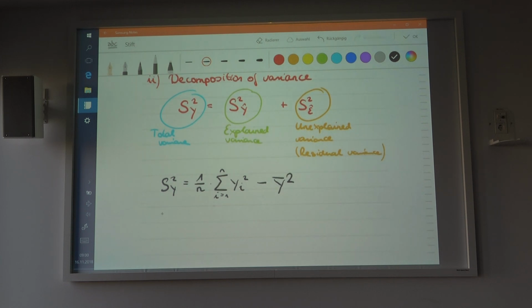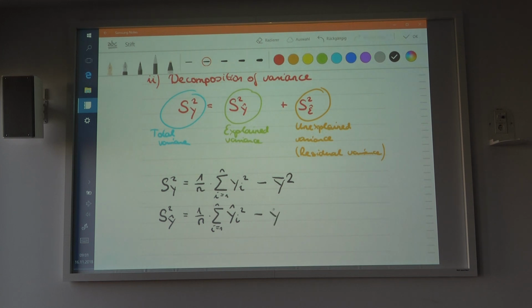Now, what would be the explained variance? The explained variance is the sample variance of the explained parts. So you would take the mean of the squares minus the square of the mean. That's the same thing, except that you don't take the total observations, you only take the explained parts of the observation. So here you have y hat squared, from i equal to 1 to n, and then the mean of that.